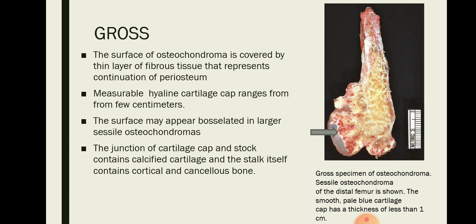On gross, the surface of osteochondroma is covered by a thin layer of fibrous tissue that represents continuation of periosteum. Measurable hyaline cartilage cap ranges from few millimeters to centimeters. The surface may appear bosselated in larger sessile osteochondromas. The junction of cartilage cap and stalk contains calcified cartilage and the stalk itself contains cortical and cancellous bone.